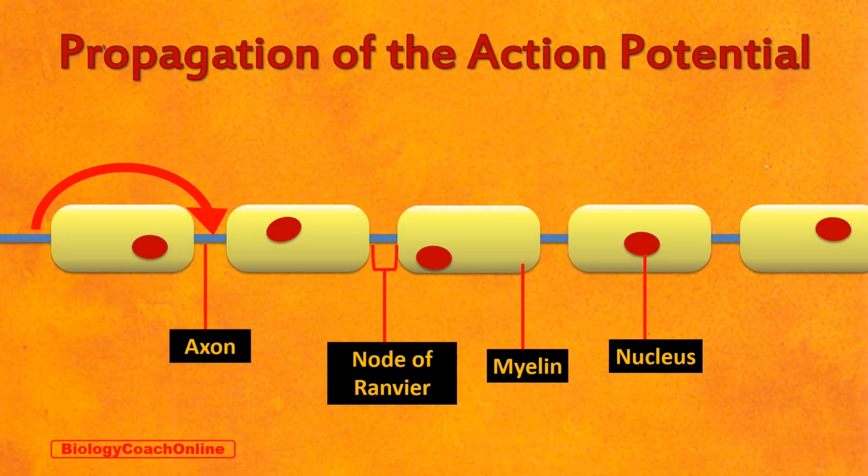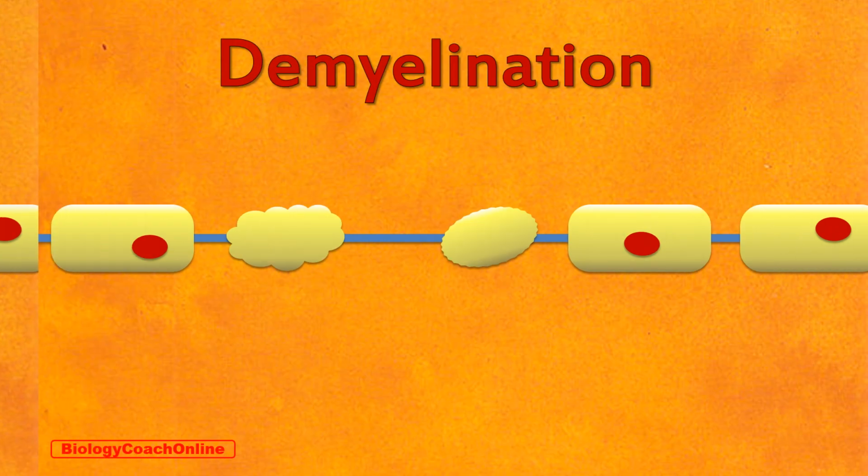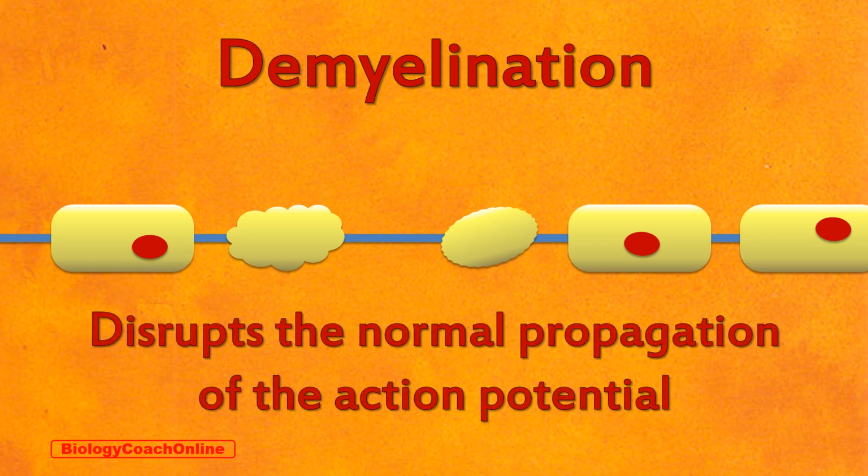Okay, so remember how the normal action potential propagates. Demyelination disrupts the normal propagation of the action potential, and so you see an area of demyelination, which again leaves the axon exposed right here, and so propagation of the action potential kind of looks like this. Okay, that's enough microanatomy and physiology for now.